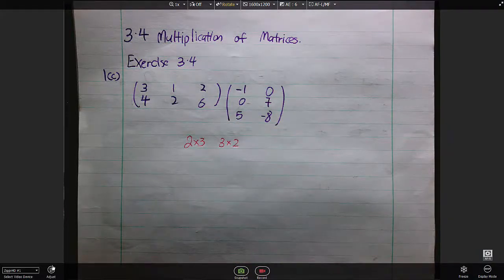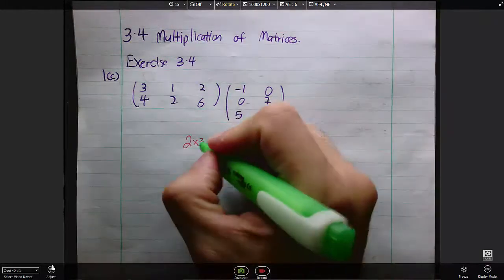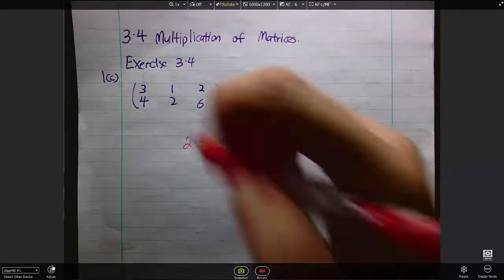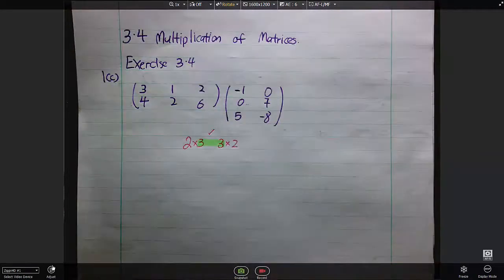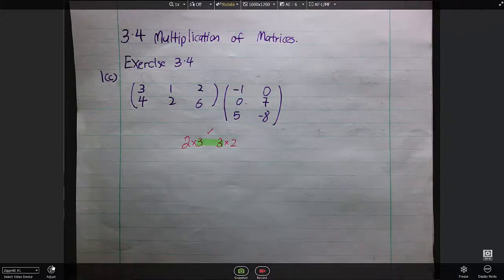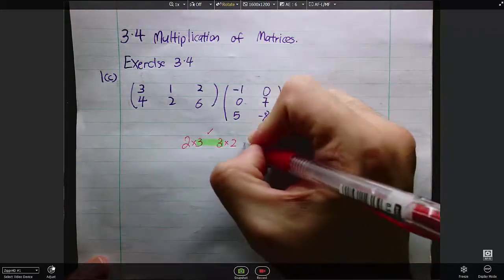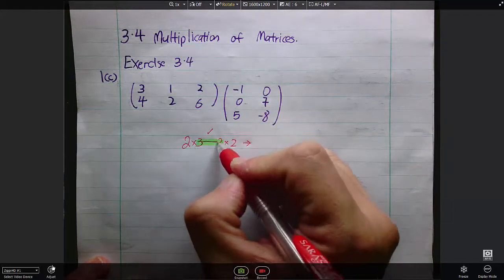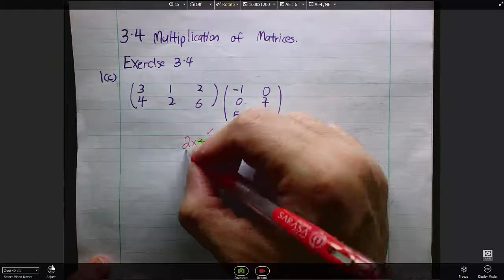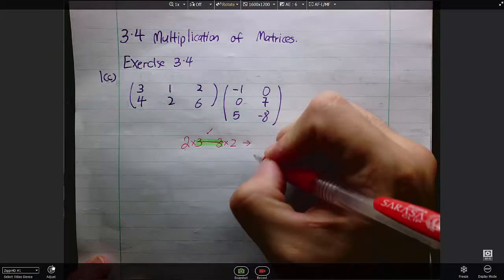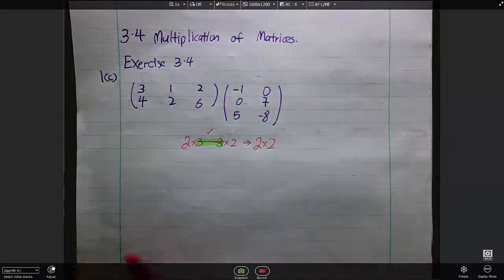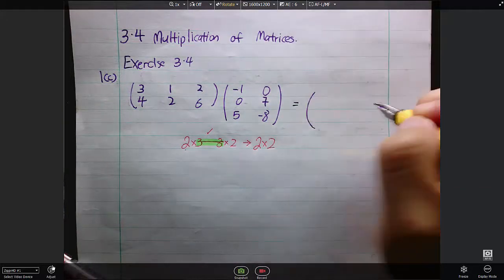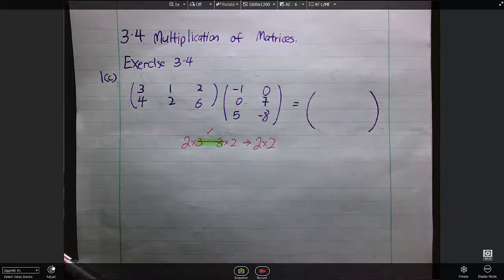What I mean by the middle numbers: notice that this number here is 3 and 3. If these two numbers match up, then yes, these two matrices can be multiplied. For the resulting matrix order, if the two middle numbers are the same, we cancel them out and look at the first and last number. The resulting matrix will be a 2 by 2 matrix, so I have a matrix here that will be 2 by 2.